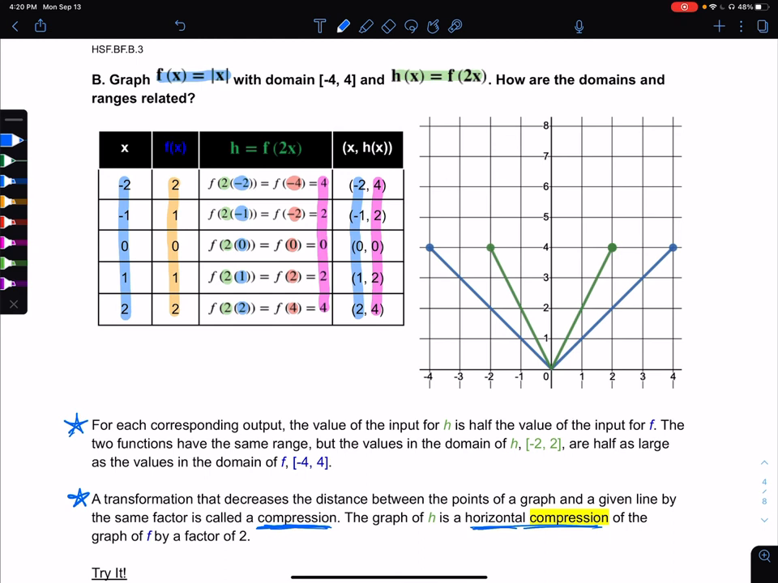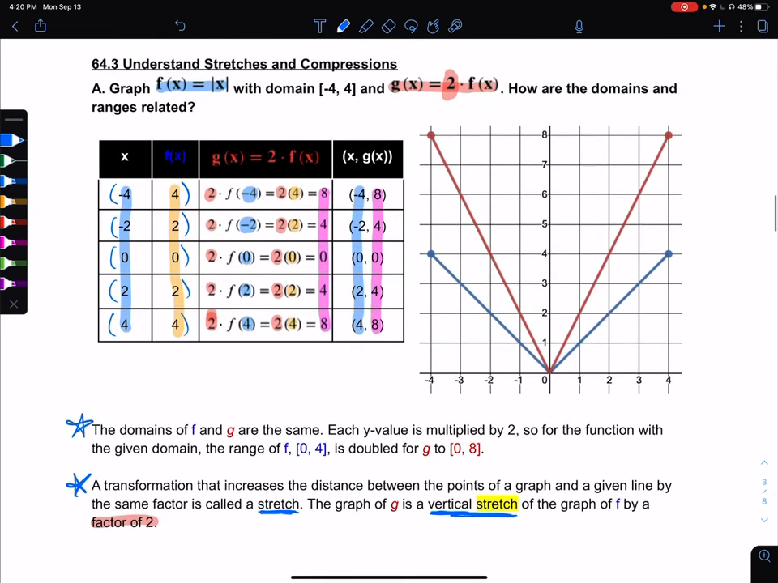So not always the easiest. Horizontal compressions are one of the least favorite things for most students. Vertical stretches tend to make a bit more sense. They're more intuitive. You can see it much more clearly, but you'll get the hang of it. It'll just take a little bit of time.